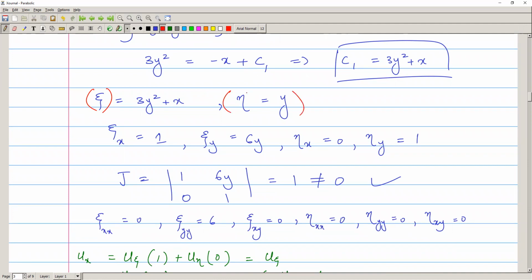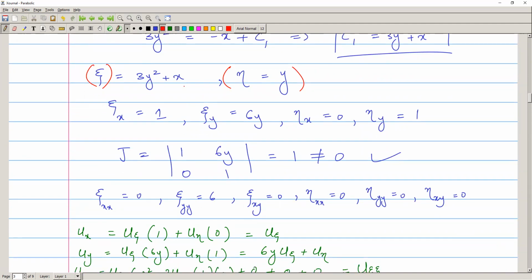As I told you, we have to choose eta such that the Jacobian should not be equal to 0, right? So we can choose any value, x or y, but we just have to check that the Jacobian is not equal to 0. In the previous example, I took x. Now in this example, I am taking y, right?